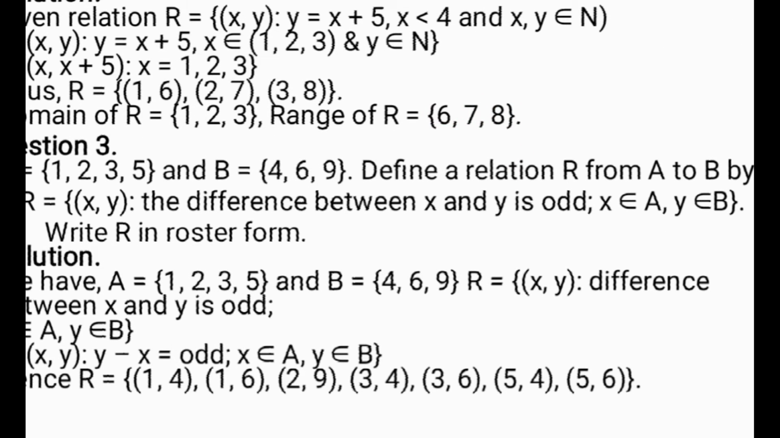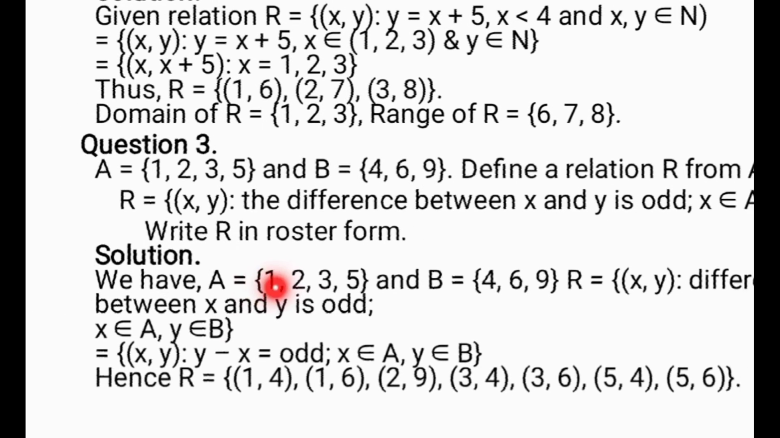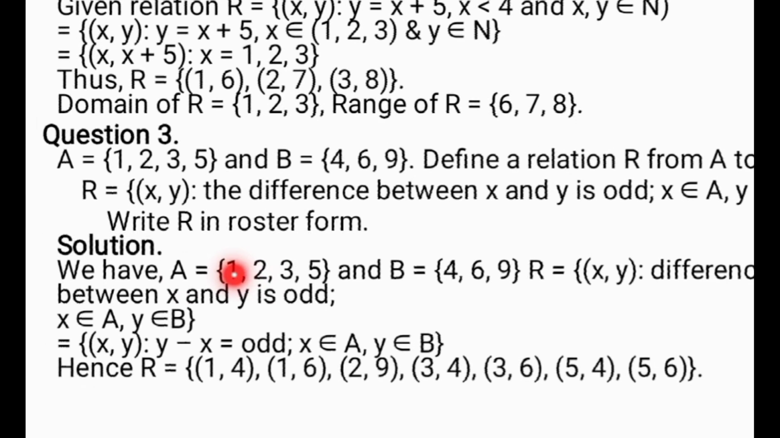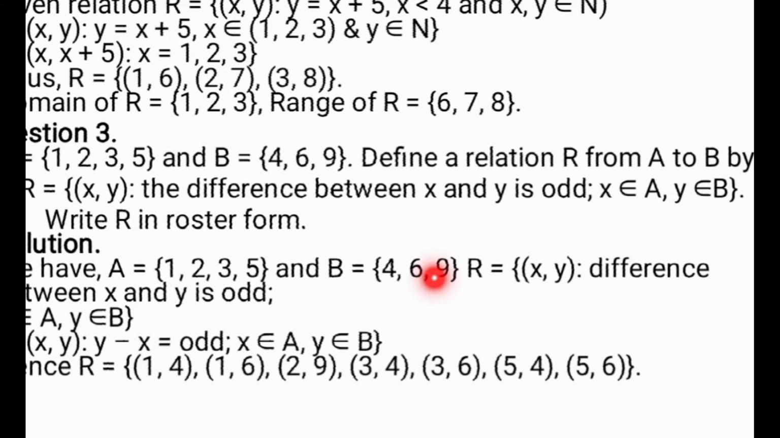Next question 3. A equal to 1, 2, 3, 5 and B equal to 4, 6, 9. Define a relation R from A to B by R = {(x, y): the difference between x and y is odd, x belongs to A and y belongs to B}. Write R in roster form. Solution. Given A equal to 1, 2, 3, 5, B equal to 4, 6, 9. The relation is R equal to (x, y), the difference between x and y is odd, x belongs to A and y belongs to B.